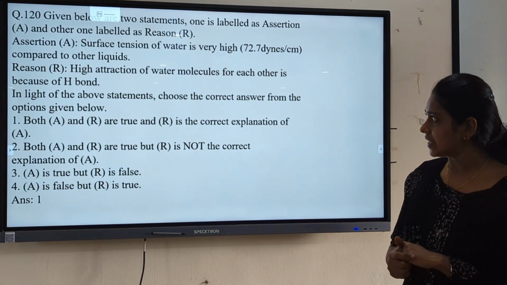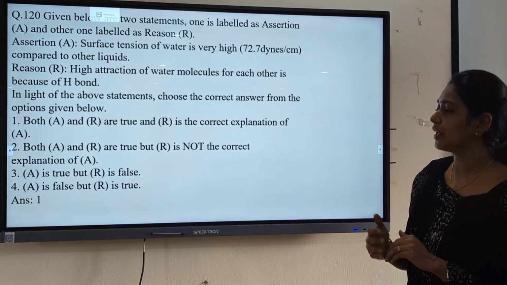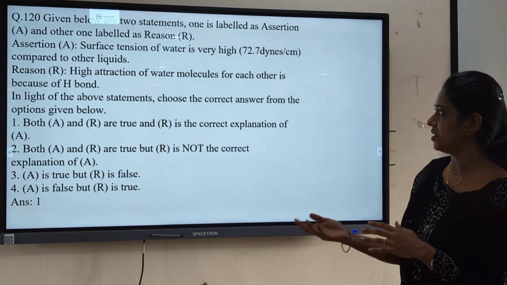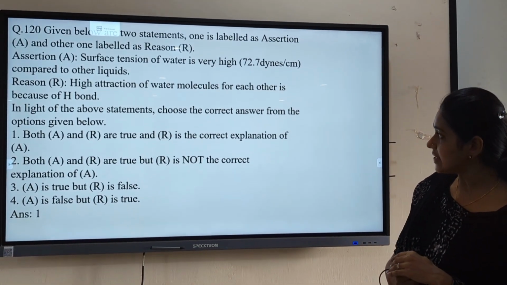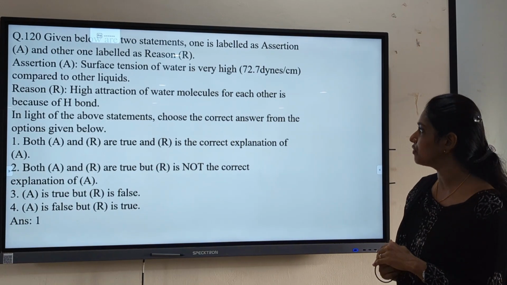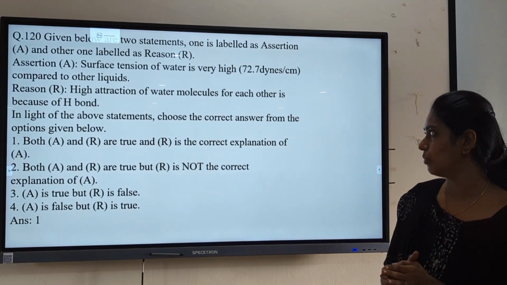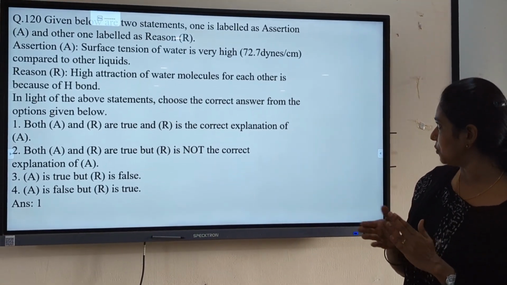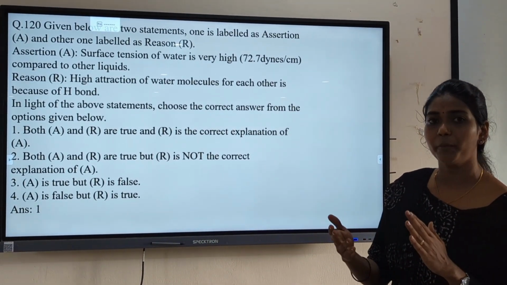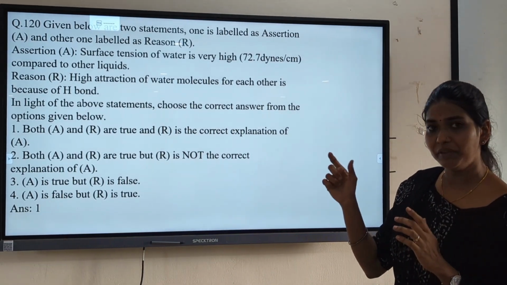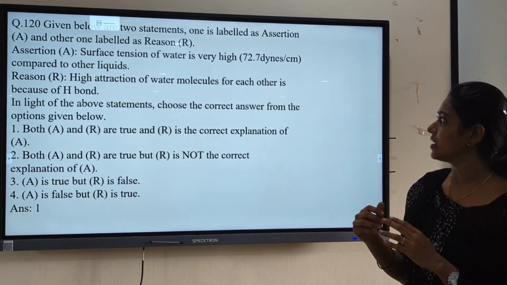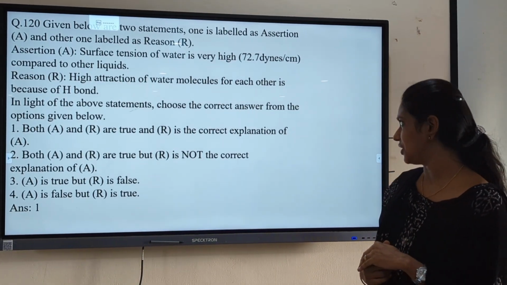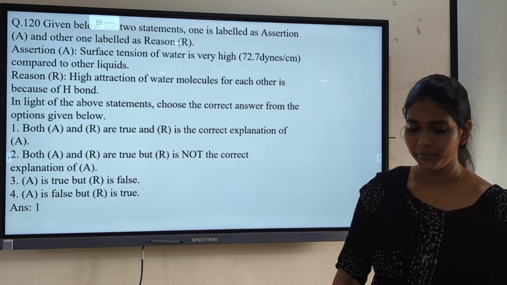Now the next question, given below are 2 statements. This is also an assertion reason type. The assertion says the surface tension of water is very high, that is 72.7 dynes per centimeter compared to other liquids, and the reason they are saying is the high attraction of water molecules for each other, mainly because of the hydrogen bond. So we know both these statements are correct, and we should know the surface tension of water, 72.7. Not only this, there are other properties or parameters, like specific heat, that we have to go through. So here the assertion and reason are true, and the reason is a correct explanation for the assertion. So our answer comes 1.